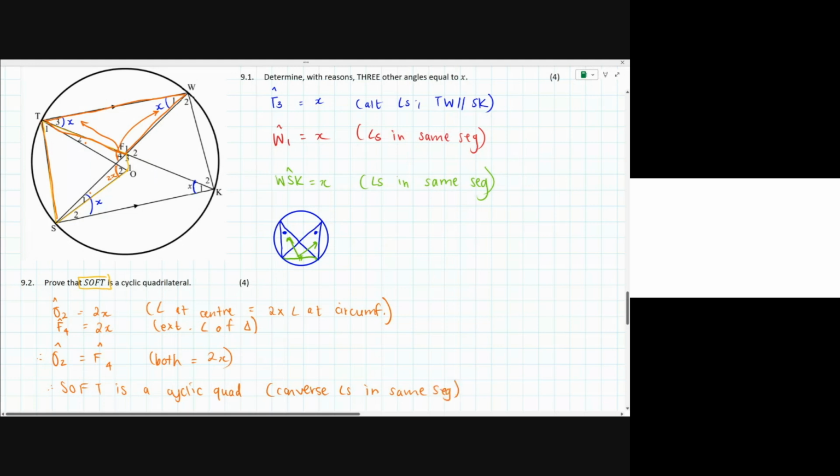Now, once again, grade 12s, because this is where we often go wrong. We cannot say that F4 is equal to 2x because of angles in same seg. We are trying to prove it is a cyclic quad. You can't use any of the cyclic quad reasons. You have to find other ways to prove that they're the same to then say, yes, there are angles in the same seg. And so, yes, this is a cyclic quad.